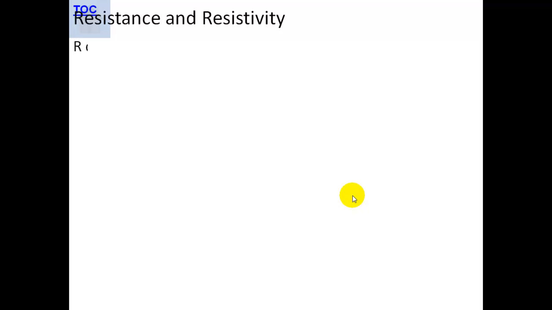Resistance and resistivity. So we know the resistance is proportional to length. We also know that resistance is proportional to 1 over A. In other words, it's inversely proportional to the area. If we combine these together, we can say that R is proportional to L and proportional to 1 over A. So we say R is proportional to L over A. But we can introduce a constant here. R is equal to constant times L over A.